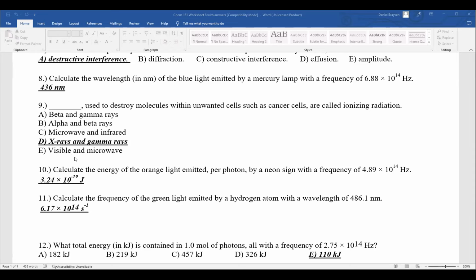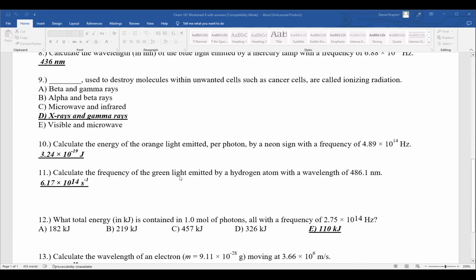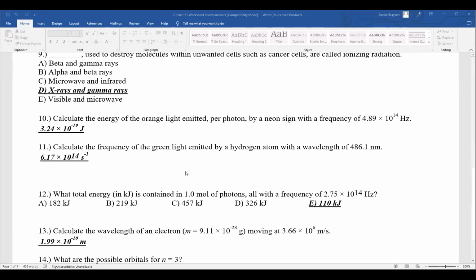It doesn't destroy unwanted cells, right? So X-rays, I assume everyone's had an X-ray at some point. They put that lead blanket on you. And gamma rays are higher energy. So this one's indirectly asking you to rank the energies with some cutoff point. This is above a sunburn, and the only two types of rays above that intensity, that energy, are X-rays and gamma rays.